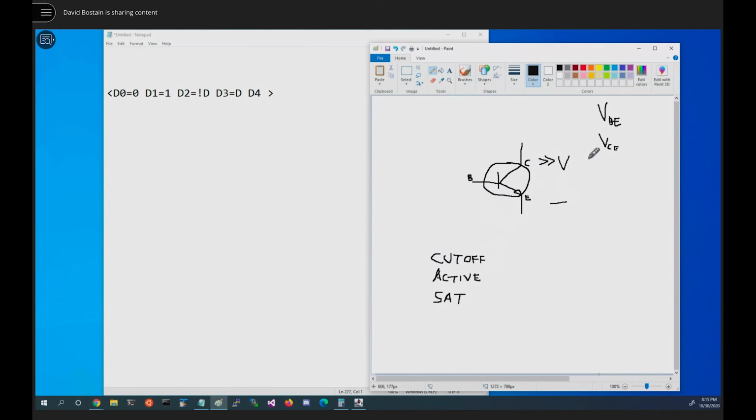So if you see 10 volts here and the power supply is 10 volts, you can suspect that it's possibly cut off. It might be active, but it's probably cut off. The way you confirm that is you do not find 0.7 volts here. So the easiest place to look, if you can, is to see that there's no 0.7 on VBE.